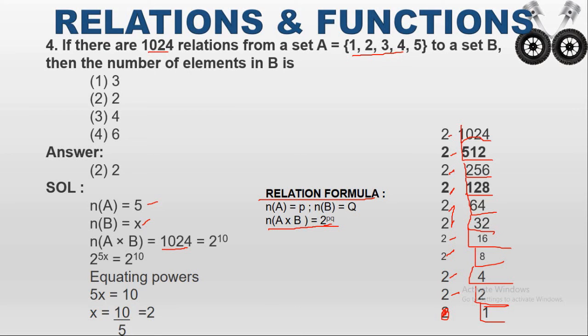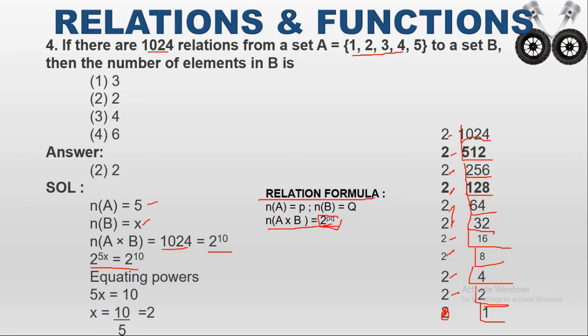So now substitute in the formula. 2 to the power of, what is the p value? P is the number of elements presented in A. So that is 5. What is the q? Number of elements presented in B. So we don't know what is the value for B, so I can write it as x. So 2 to the power of 5x equal to n of A cross B. The n of A cross B value is 2 to the power of 10.